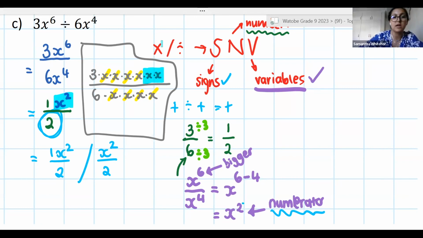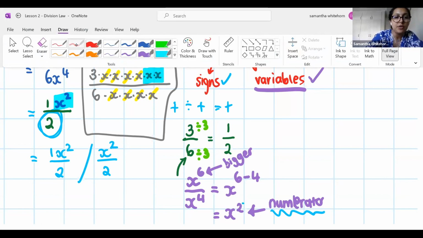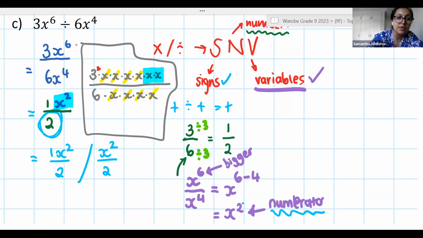Hence, the x squared in my numerator. I also double check my numbers. For the numbers here, I know that I can divide both of these by 3, which is what we said earlier. And so if I divide 3 by 3, I get 1. And if I divide 6 by 3, I get 2. So again, I'm noticing that my 2 is in the denominator.